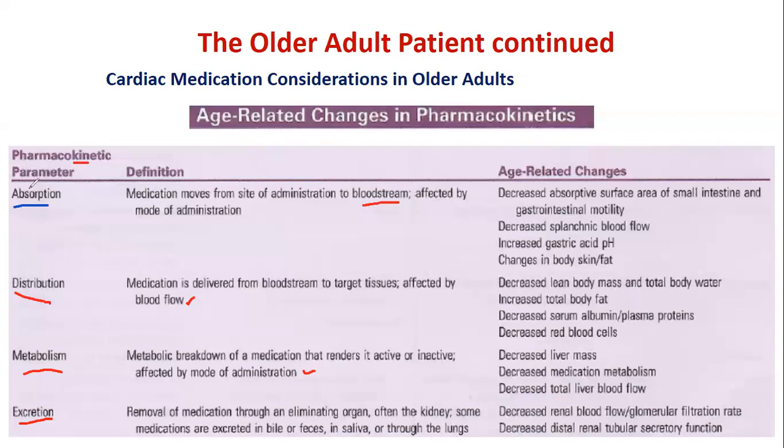So about absorption, what changes occur? Decreased absorption surface area of the small gut, decreased gastrointestinal motility, altered splanchnic blood flow, increased gastric acid pH, and changes in body composition: decreased lean body mass and total body water, increased total body fat, decreased serum albumin and decreased red blood cells, decreased liver mass and decreased medication metabolism, decreased total liver blood flow, decreased renal blood flow, and decreased distal renal tubular secretory function.